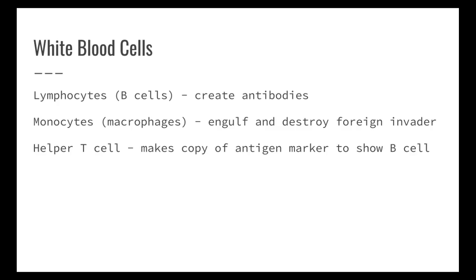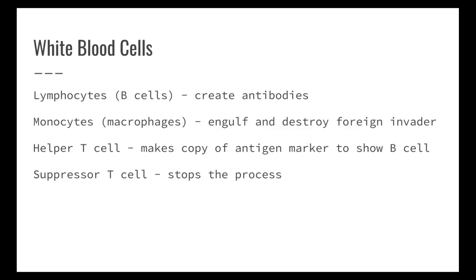There's something called a helper T cell, which is used to kind of make a mold of the antigen marker so that eventually it can tell the B cell what it looks like. Suppressor T cell is going to be at the very end telling those macrophages to stop eating because they basically just eat everything in sight. Okay, they literally won't stop eating until they're told to do so.